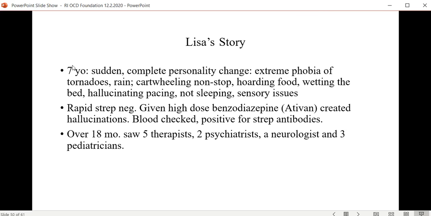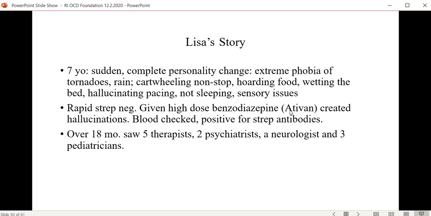Briefly, these are two vignettes of the stories of what this looks like. So this is Lisa at 7 years old. She had a complete personality change, extreme phobias of rain and tornadoes, and cartwheeling was nonstop. That's part of the movement. Hoarding food, wetting the bed, hallucinating. She had a rapid strep.